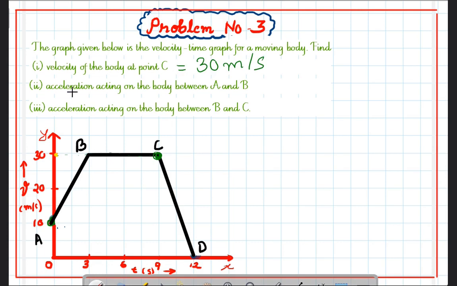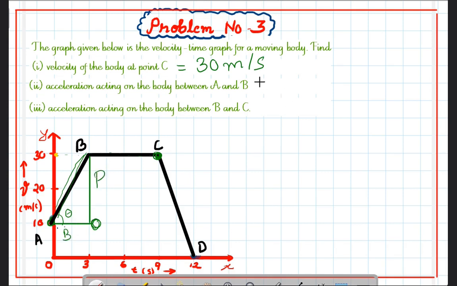Now second, we have to find the acceleration acting on the body between A and B. So that means I have to find the slope for this AB. So let us find the slope. For this, again, I am going to draw a line parallel to the y-axis from point B, and another line parallel to the x-axis from point A. Now I have got my perpendicular and base. This is my angle theta, so the slope is making angle theta with the x-axis. Let us say this point is O. This is my perpendicular and this is my base.